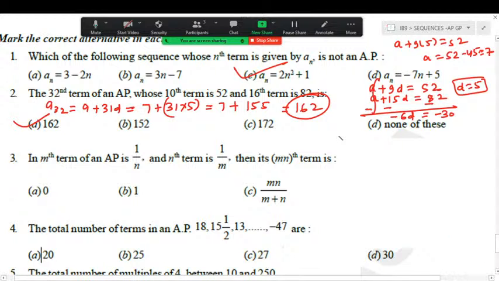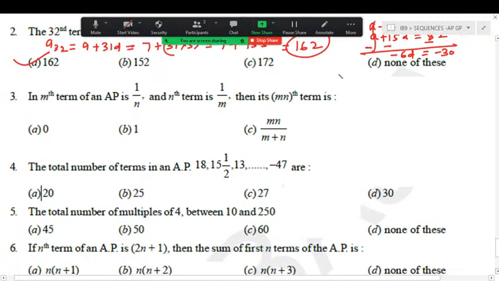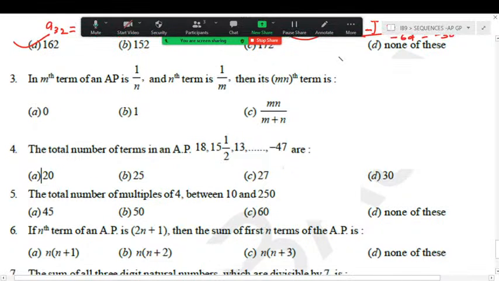Question number 3. The mth term of an AP is 1 over n and the nth term is 1 over m, and we are supposed to figure out the mnth term.